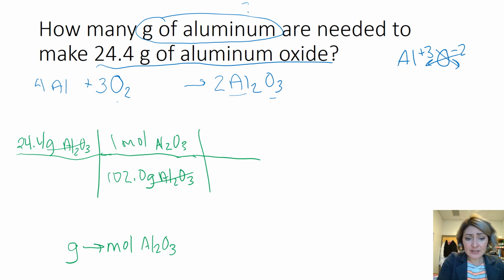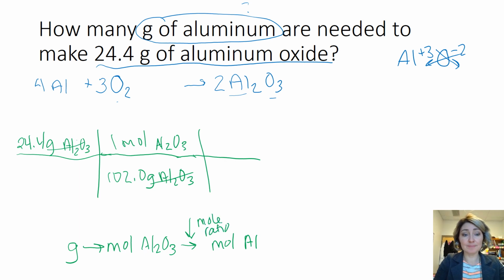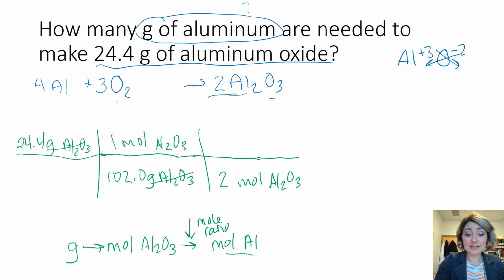So in order to get to moles of my new substance, because I want to change substances, this step is going to require my mole ratio. And remember, this is where we look at the balanced equation and we use the coefficients for our number of moles. So I would like to cancel moles of aluminum oxide, so that will obviously go on the bottom. Looking at my equation, I see that we have 2 moles in our balanced equation of aluminum oxide. I would like to wind up with moles of aluminum. Looking at my balanced equation, there are 4 moles of aluminum.